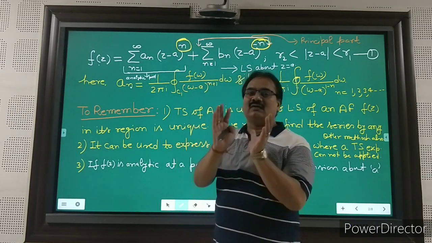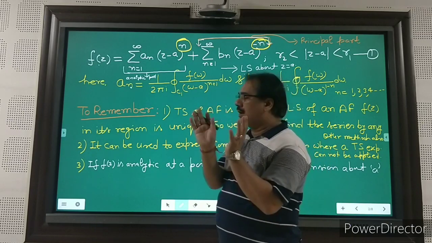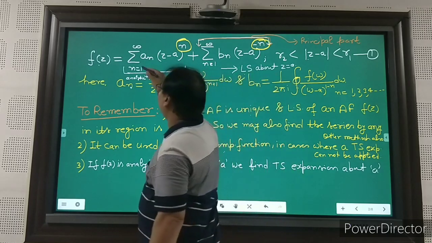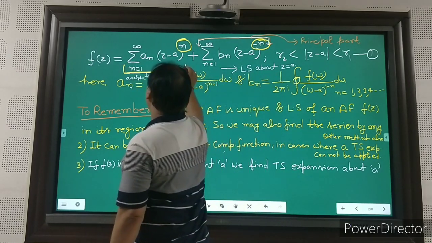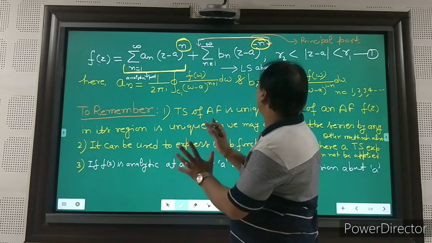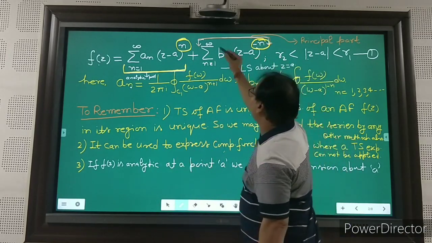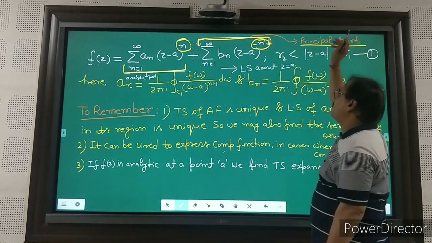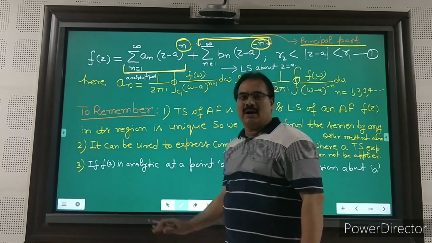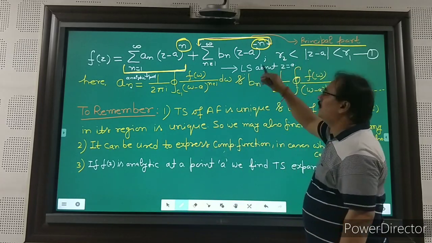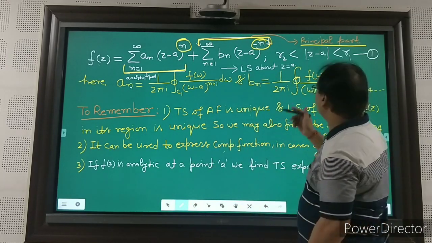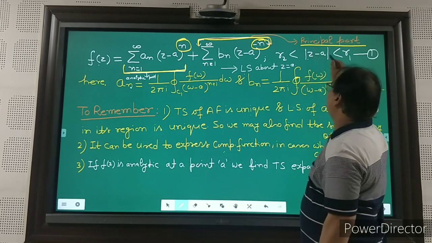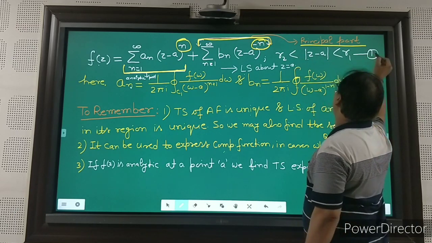In other words, this is the combination of two parts. One part, the positive part, is known as the analytic part, while the second part is known as the principal part. One is the analytic part and the second is the principal part. And just look here at how R1 and R2 behave. This is the concentric circle with center A. It means mod of z minus a lies between R2 and R1.